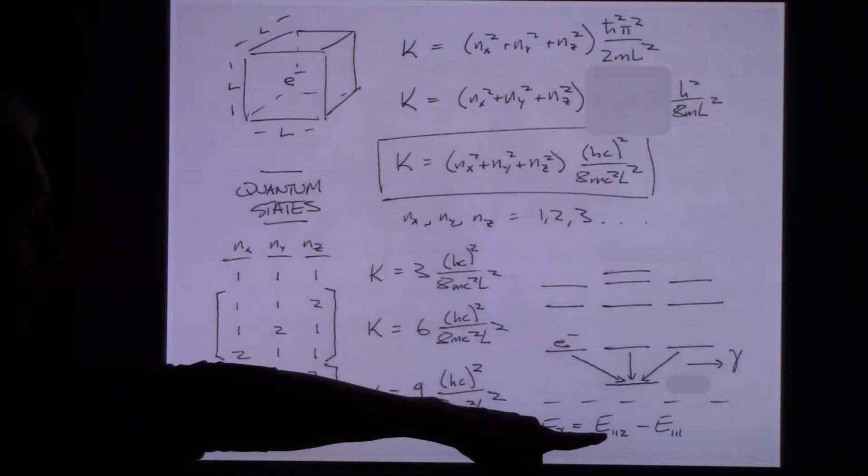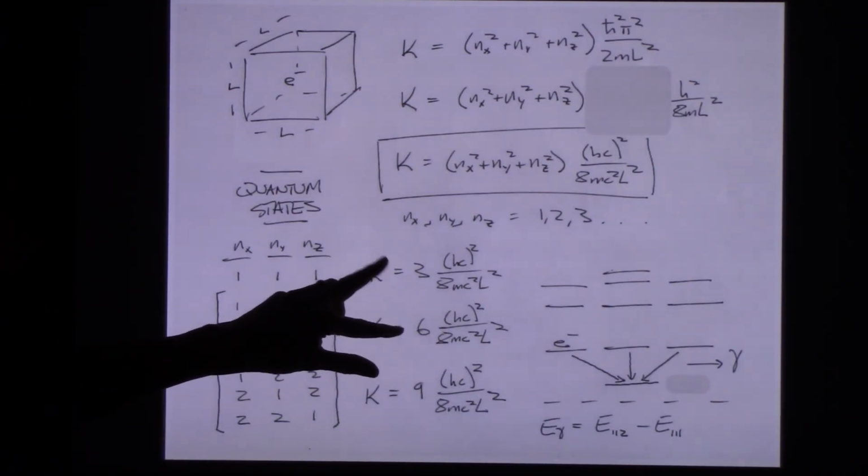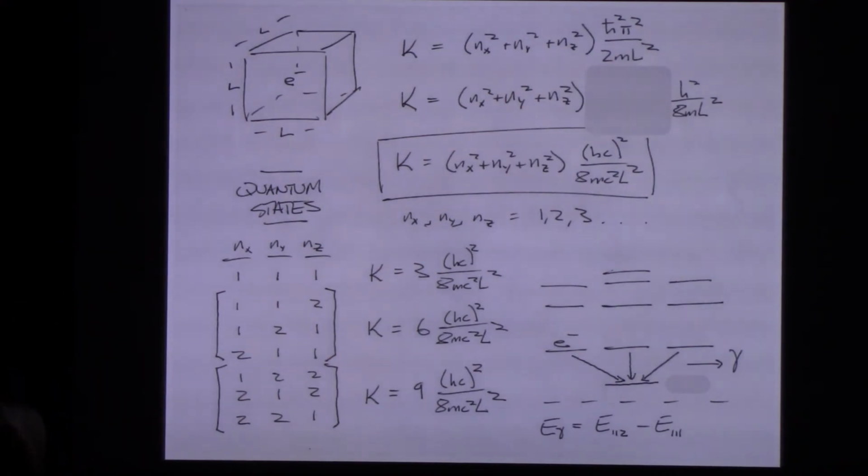One of those would be 1, 1, 2 minus the energy of 1, 1, 1. That would give us 3 units. 6 minus 3 is 3. Okay, so that's how this is going to work.